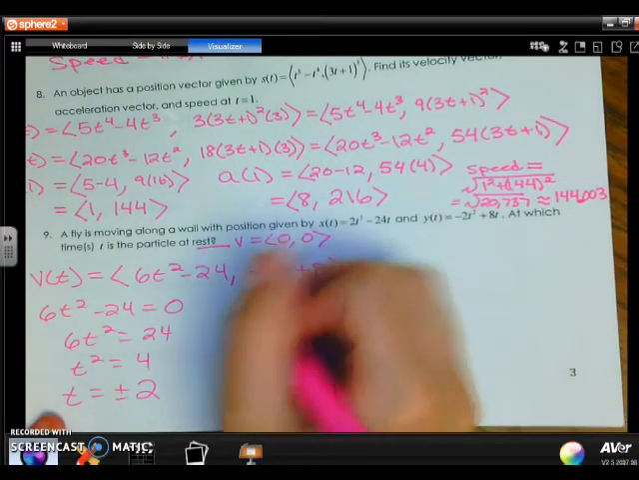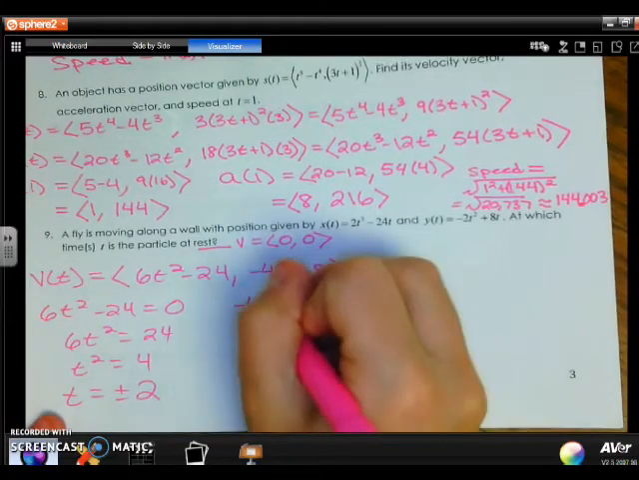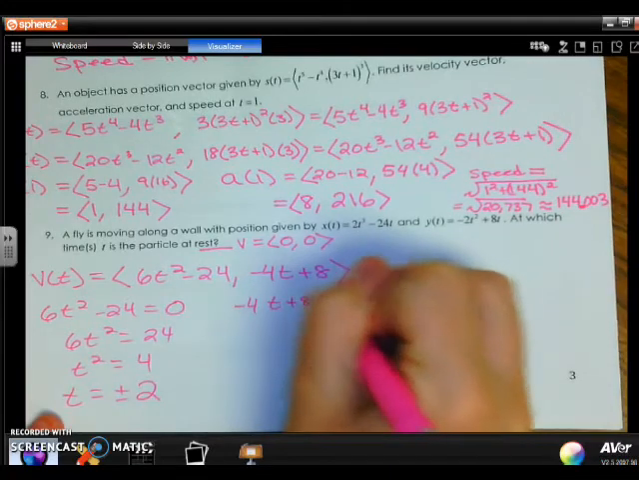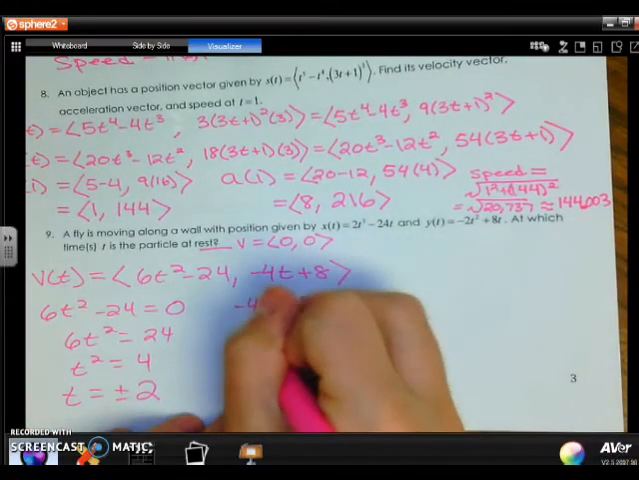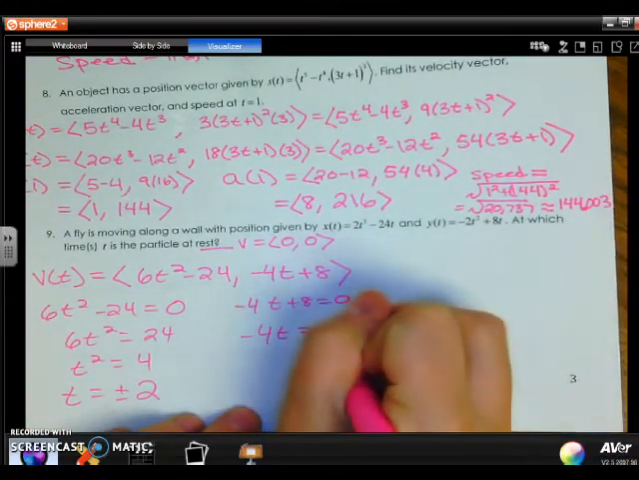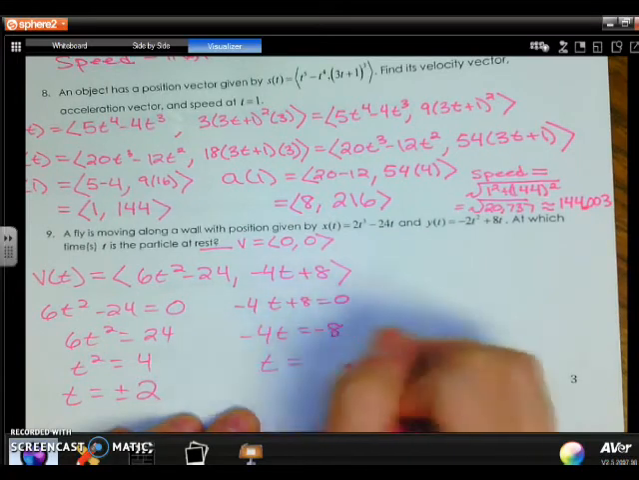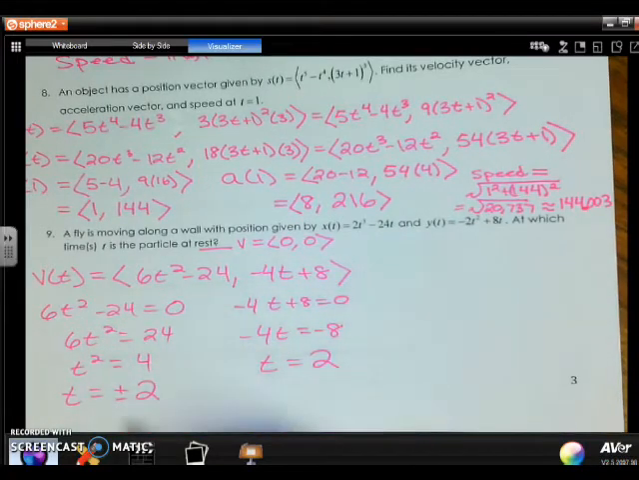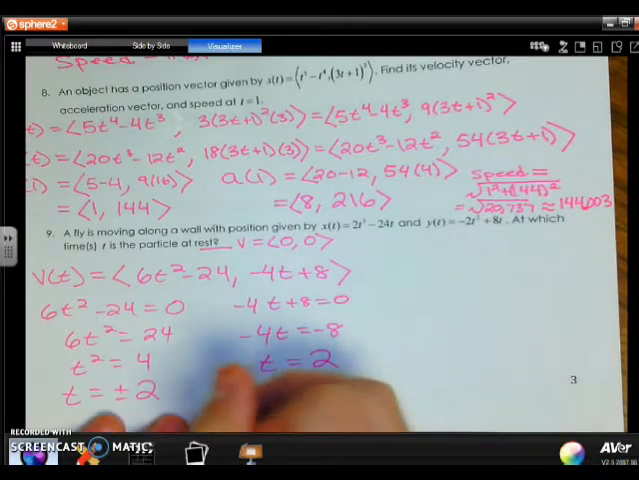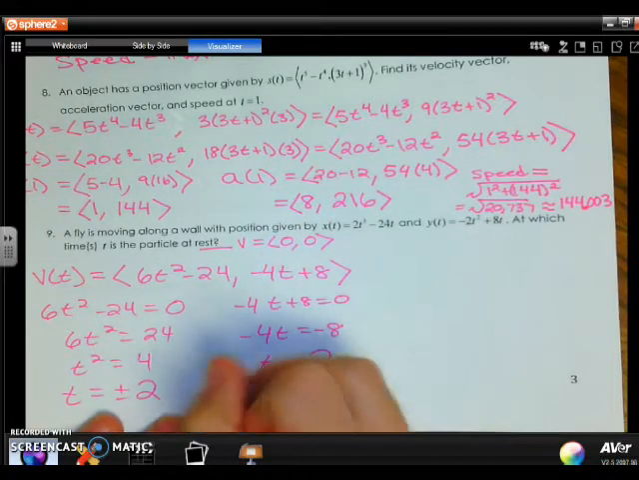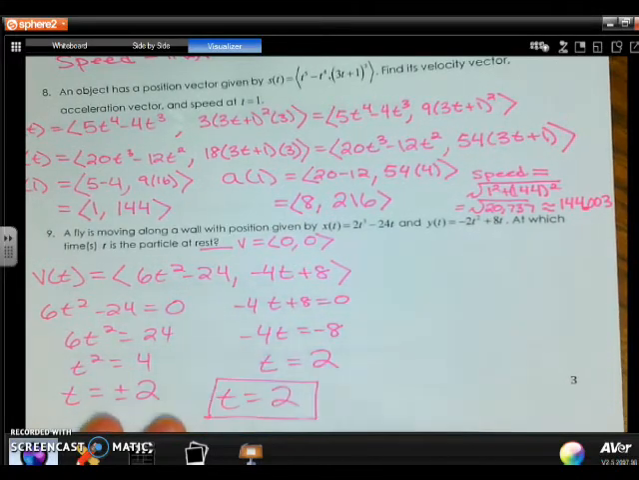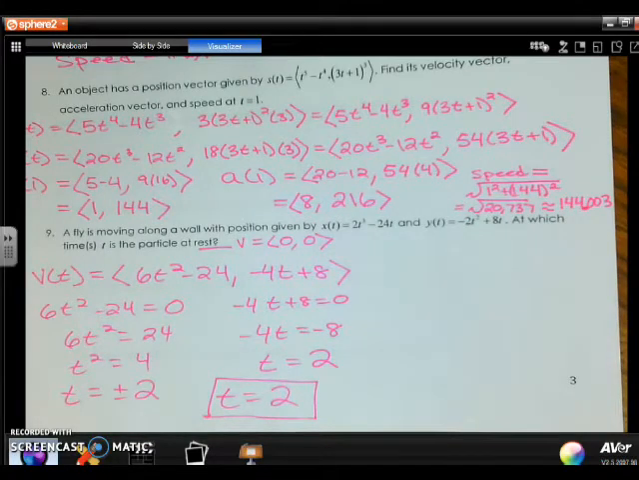Okay, so now I need to set this piece equal to 0. So if I set this piece equal to 0, that means that negative 4t equals negative 8, and t equals positive 2. So the winner that matches is t equals 2. That's where both of them would equal 0. So for the fly to be at rest, both its horizontal position, this piece, and the vertical position, this piece over here, must be 0, and that occurs when time is 2.